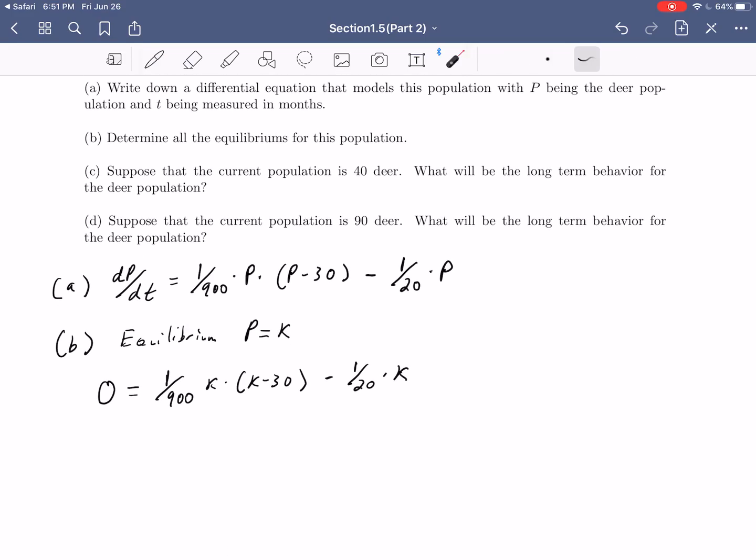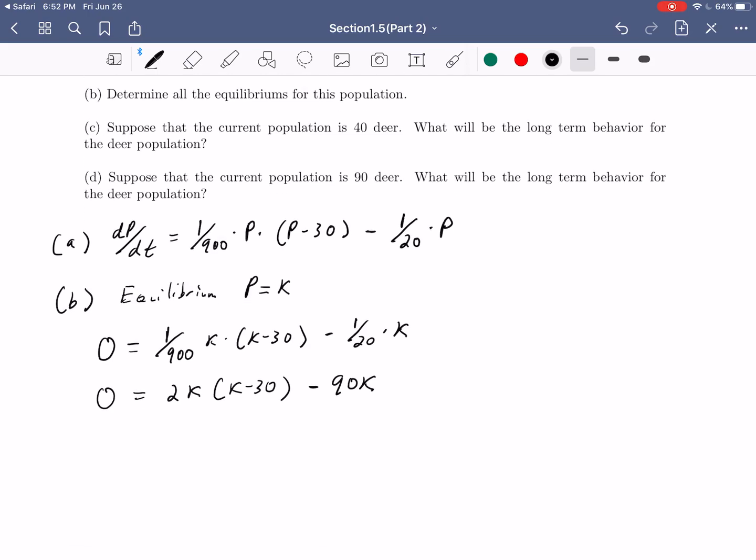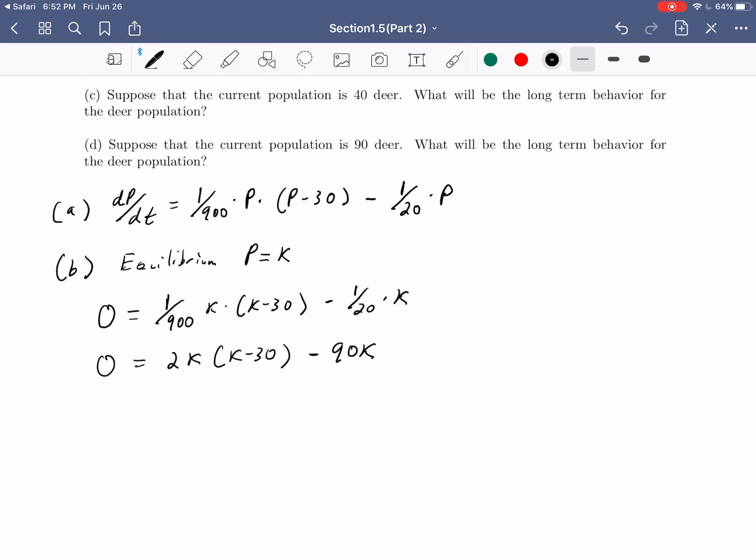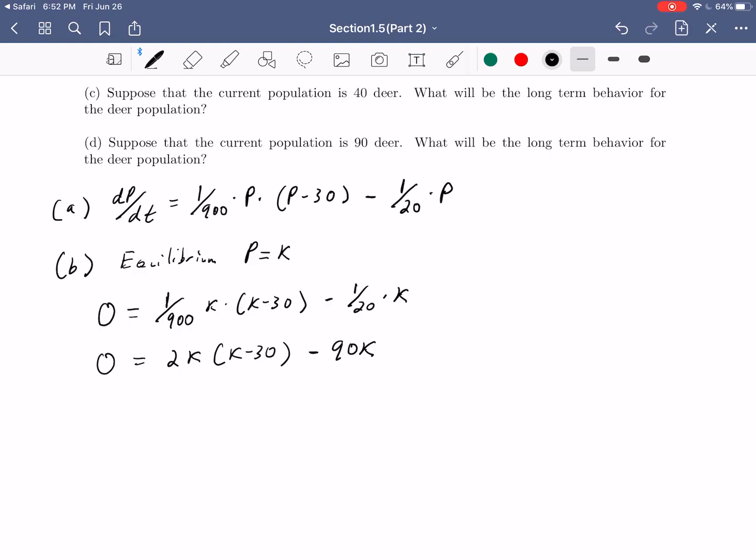All right, a little bit messy, but I guess we can go ahead and multiply both sides by like 1800 to just clear all the fractions. Yeah, 1800 should work. So then we'd get 2k, k minus 30, and 1800 here would be minus 90k, I guess. Yeah, that looks okay. Did I do that correctly? Yeah, I think so. Well, we'll find out. If I mess up, we'll go back and fix it.